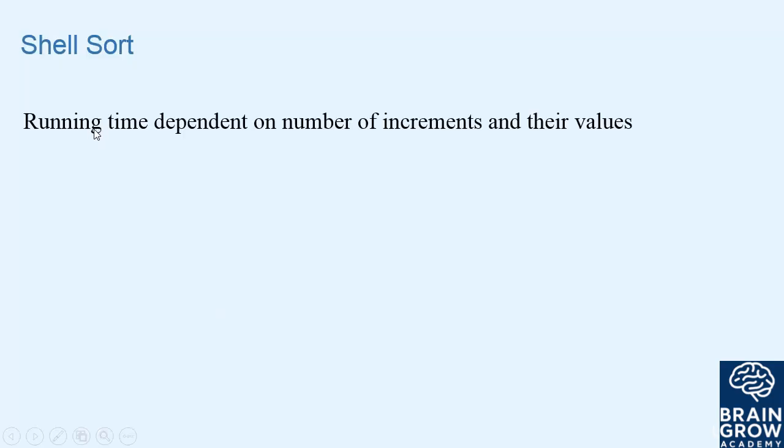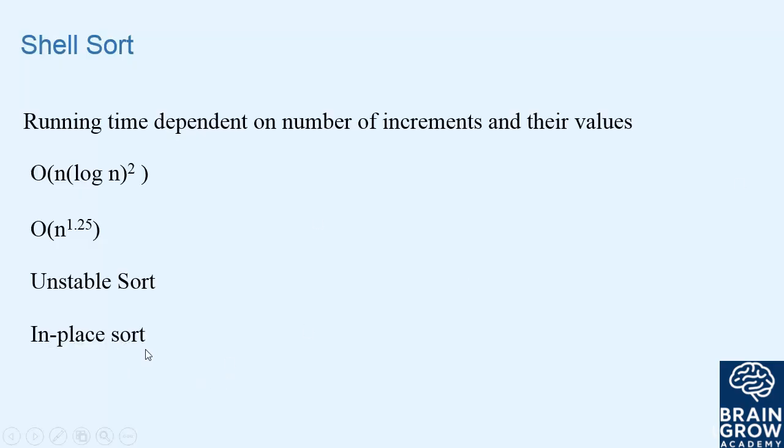In shell sort, the running time depends on the number of increments and their values. Now the mathematical analysis of this sorting technique is very complex. Based on empirical studies, the performance was found out to be this for one set of increments and this for another set of increments. Now this is an unstable sort, which means that it might change the relative order of duplicate elements in the sorted output. This is an in-place sort, which means that space complexity is order of 1 and no extra memory is required for performing this sort.